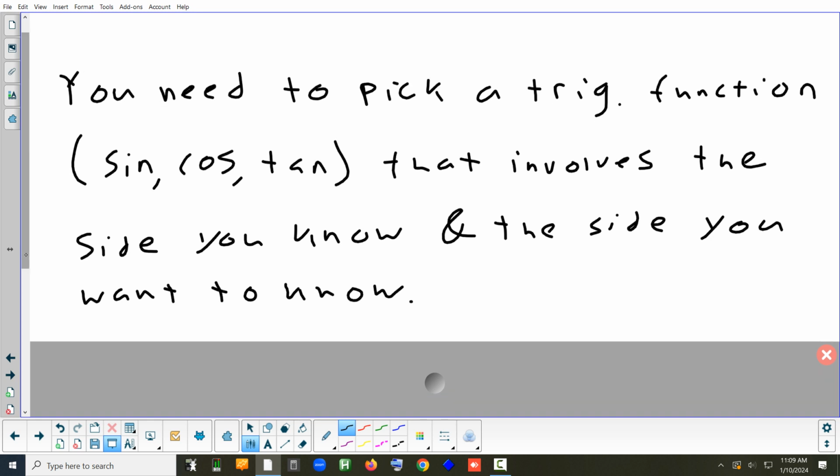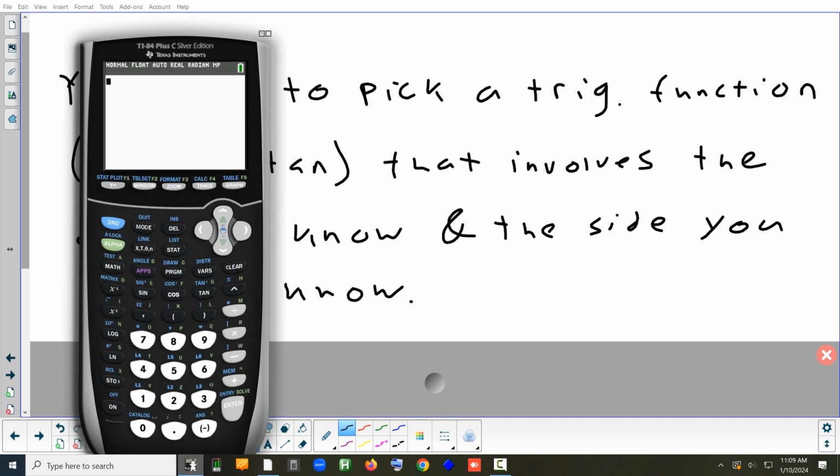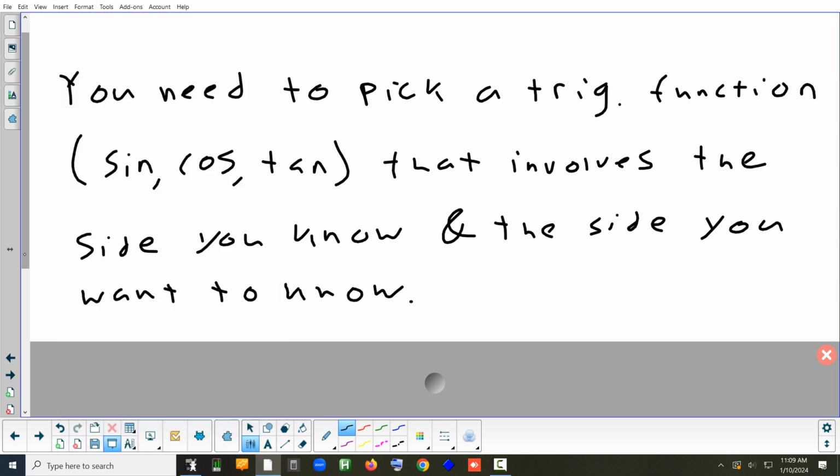All right, so how do we solve? Well, we're going to have to use a trig function. The only 3 that we're going to use today are sine, cosine, and tangent. The reason is because that's what we have buttons for on the calculator. We don't have a secant, a cosecant, or a cotangent, so to try to use those, it's more complicated. So we're going to stick with one of those 3.